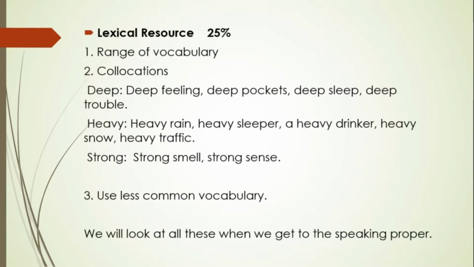The next is lexical resource. What does that mean? It means your range of vocabulary. Try not to use less common vocab. So the next one is collocations. For example, you have deep feeling, deep pockets, deep sleep, deep trouble. So putting two words together, two nouns or two adjectives together to make a meaning. You have heavy rain, heavy sleeper, a heavy drinker, heavy snow, heavy traffic, strong smell, strong scents. So these are collocations that you can use to build your lexical resource.